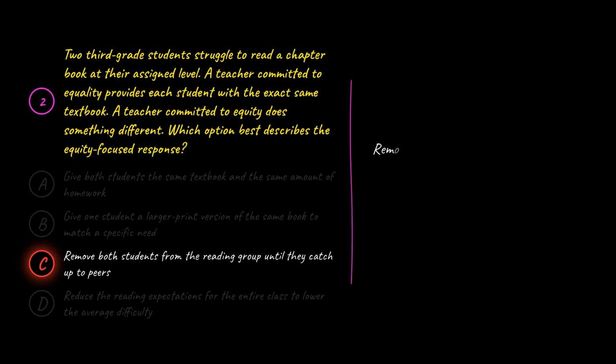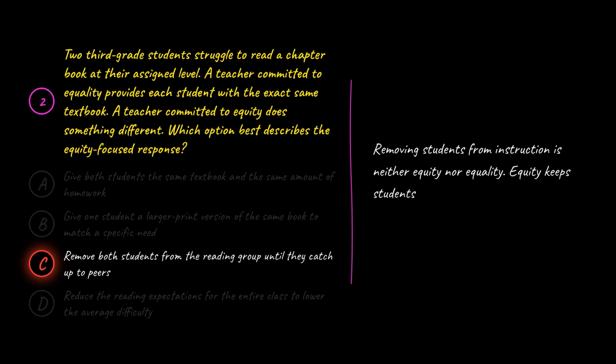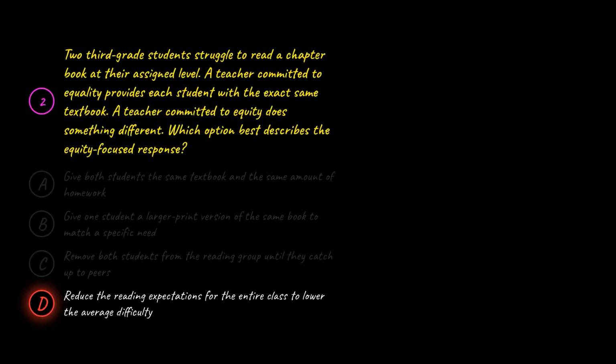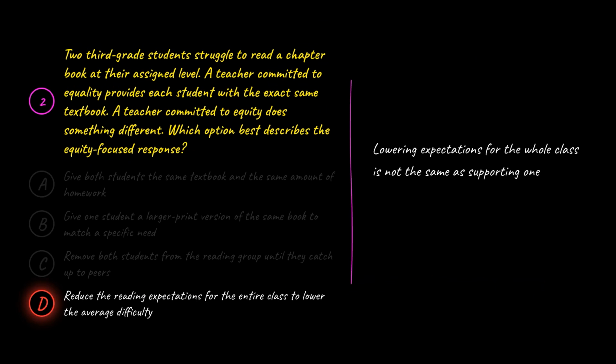C is wrong because removing students from instruction is neither equity nor equality. Equity keeps students engaged with the content and adjusts how they access it. D is wrong because lowering expectations for the whole class is not the same as supporting one student. Equity targets the individual without diluting the standard for everyone else.